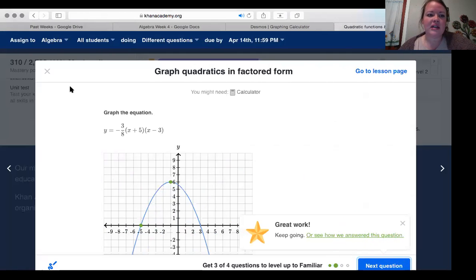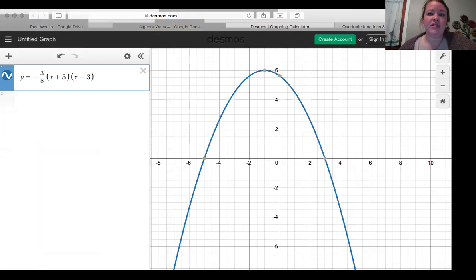So this Desmos, doing it like this, will help you with the lesson called Graph Quadratics in Factor Form. And anytime it's asking you to graph anything, use Desmos instead of doing it by hand. I'm okay with that since we're in a unique time for distance learning. And again, if you ever need any help, you can always text me and ask for help.